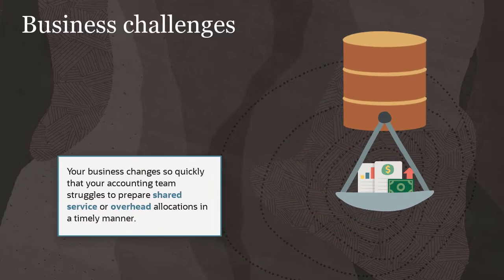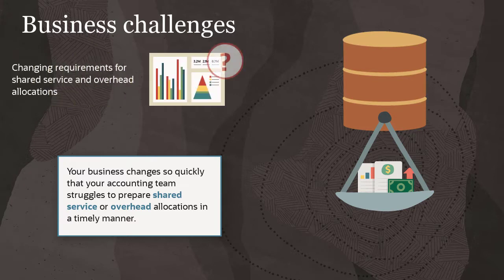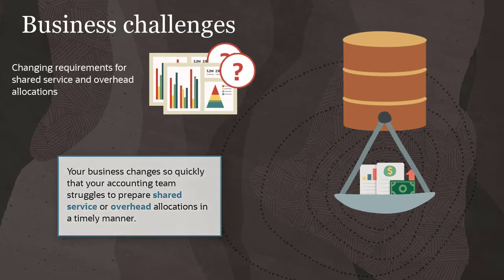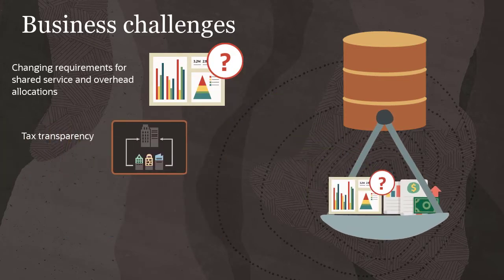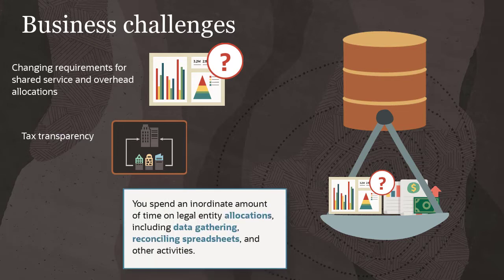Your business changes so quickly that your accounting team struggles to prepare shared service or overhead allocations in a timely manner. They can't give executives the answers and information they need for agile, fact-based strategic decisions. You might also struggle with the level of transparency required by tax authorities for tax reporting. You spend an inordinate amount of time on legal entity allocations, including data gathering, reconciling spreadsheets, and other activities.